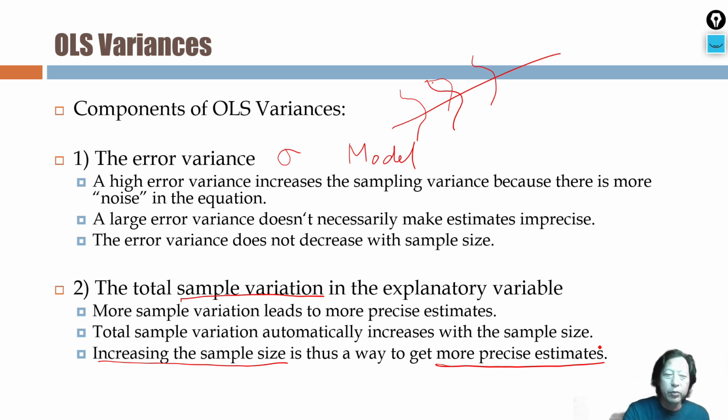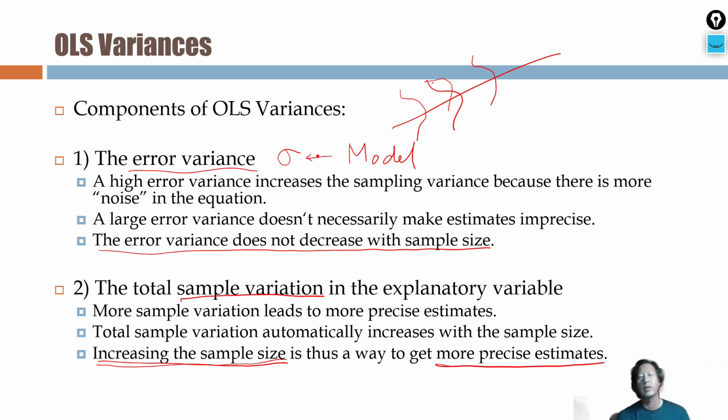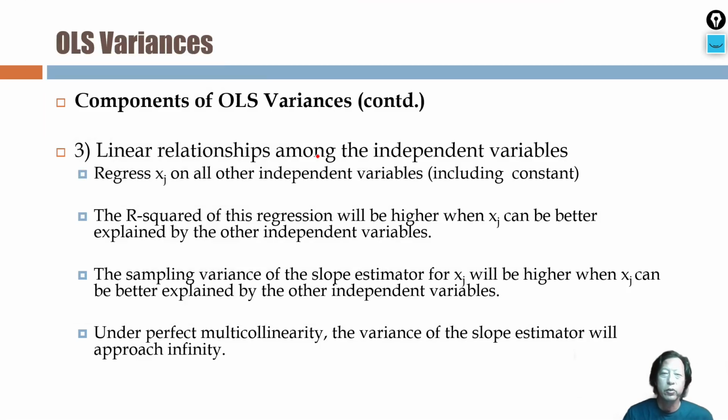However, even though you increase the sample size, the error variance will not decrease. The error variance does not decrease with sample size because this variance is inherent to the model. It doesn't matter how many samples you have; the model itself has an error, and that error variance remains. So these are two different things. Okay.